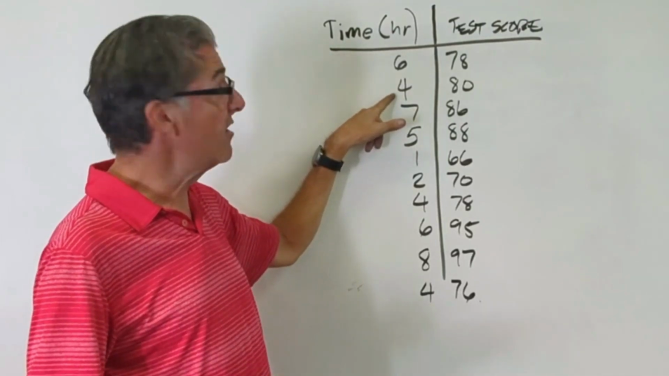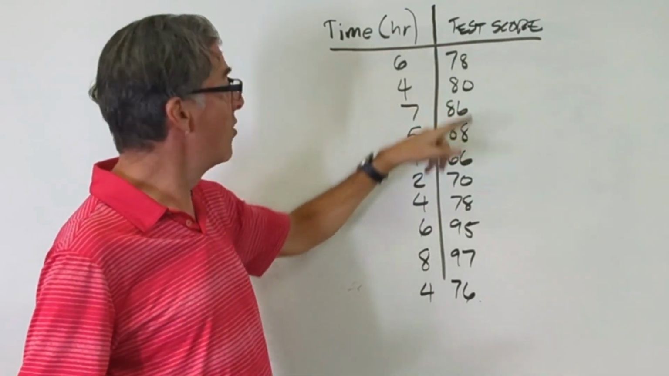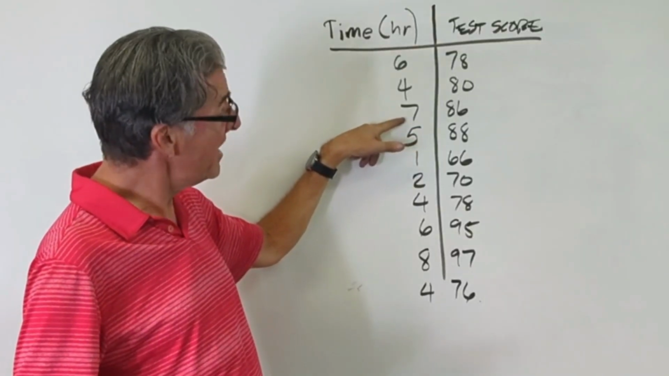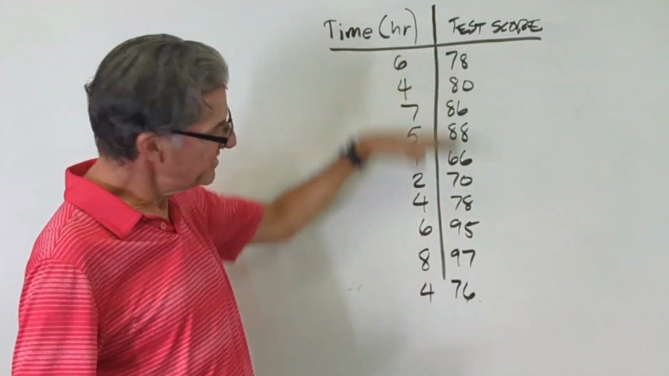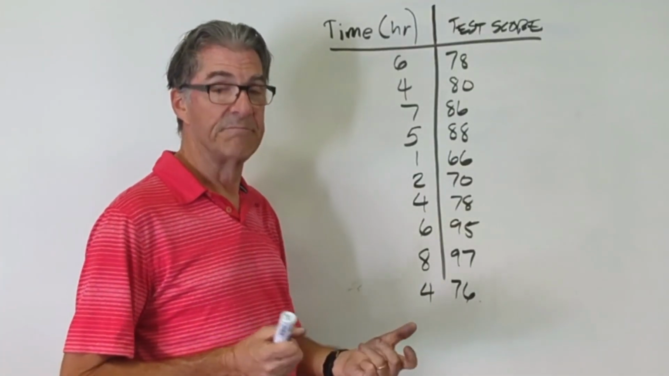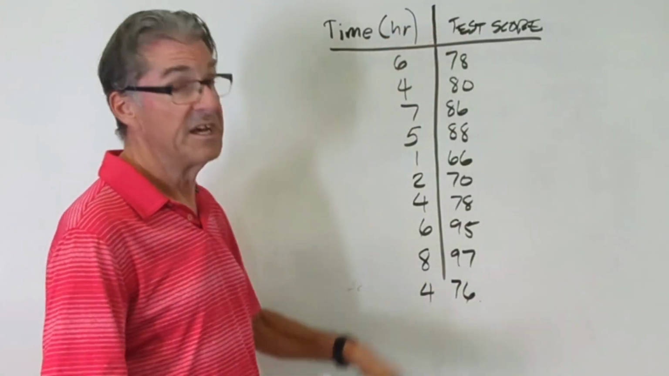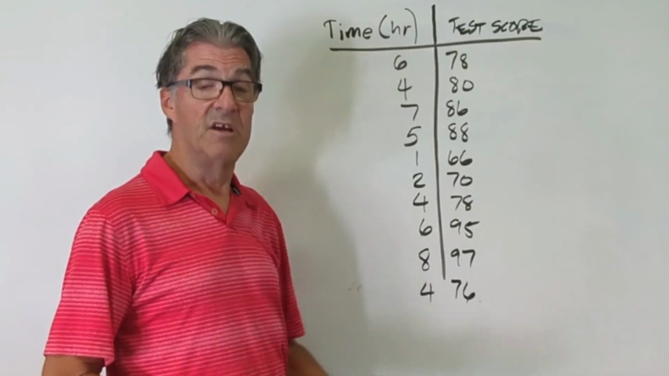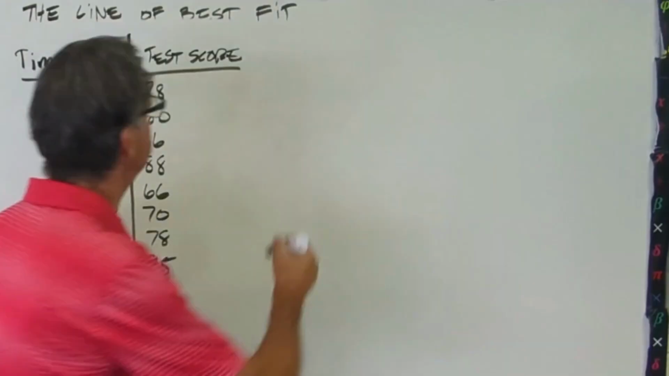This one studied 2 hours less, but got 2% more. This person studied 7 hours and only got 6% more than that person, and so on. So you can see that this data is not going to make a perfect line. Okay, so step 1 in drawing a best fit line for this data is to make the scatter plot. So I want you to pause the video and go ahead and make a scatter plot in your notes.